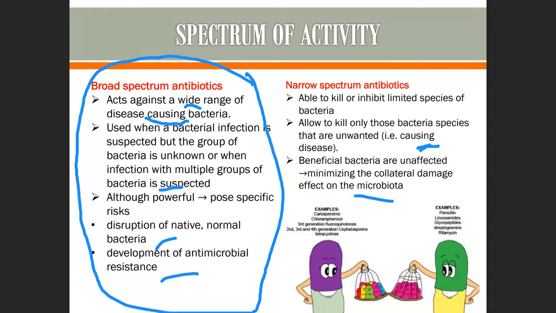A narrow spectrum antibiotic acts like this: suppose we know that a patient is suffering from a bacteria called E. coli, which causes some infection. In that case, we'll give a drug that acts on E. coli bacteria, and that drug will not have any effect on the other bacteria. So an example like that comes under narrow spectrum antibiotic.